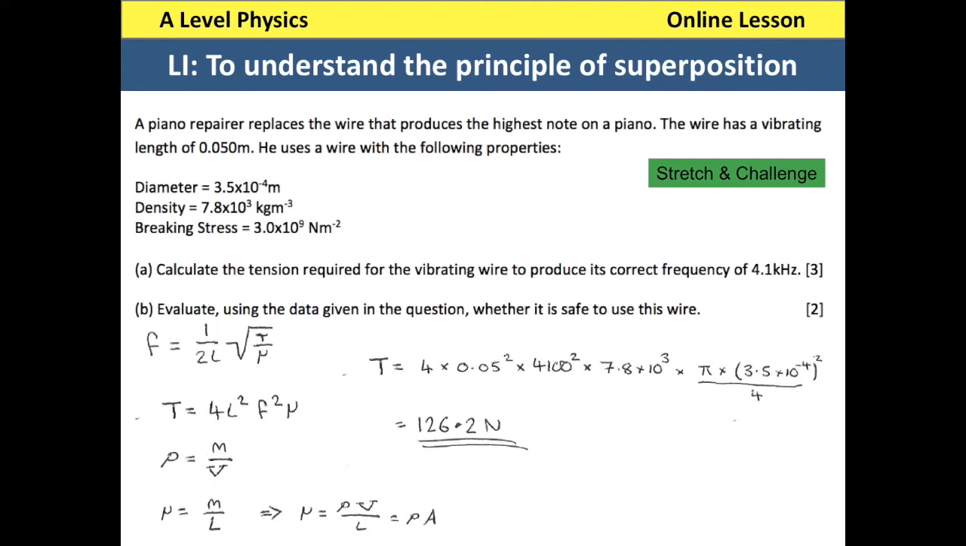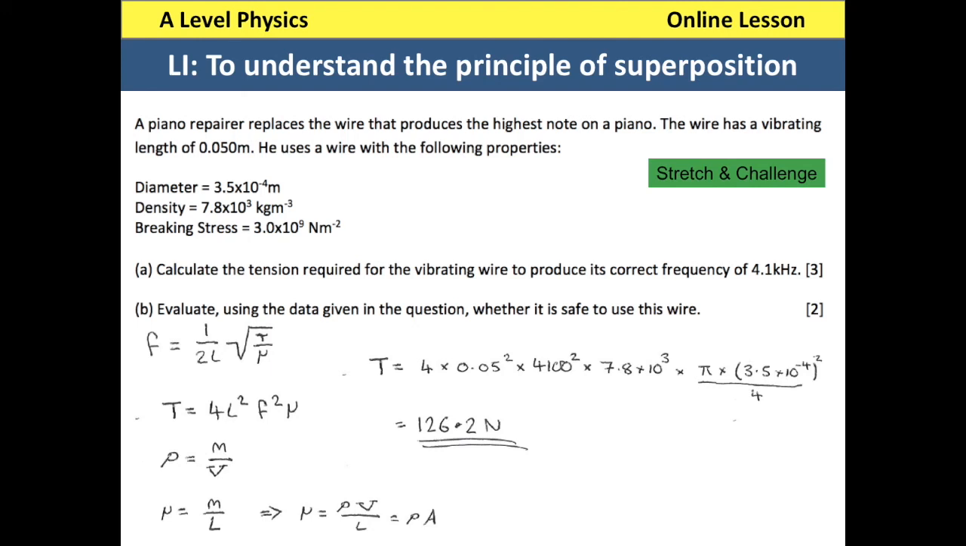So to work out the mass per unit length, we will do pi times by 3.5 times 10 to the minus 4 squared divided by 4, which will give us a mass per unit length of 9.6 times 10 to the minus 8. We can then substitute that into the equation for tension by doing 4 times by 0.05 squared times by 4,100 squared times 7.8 times 10 to the power of 3 times by the cross-sectional area, which should give us an answer of 126.2 newtons.